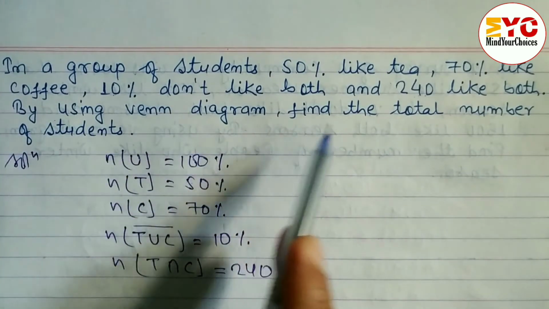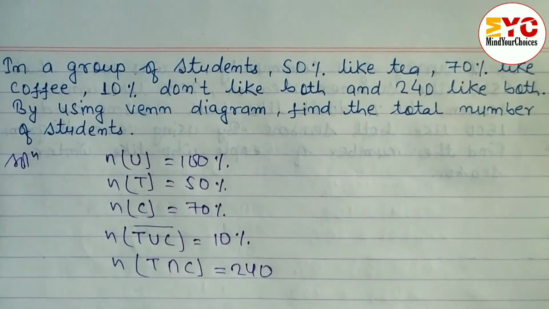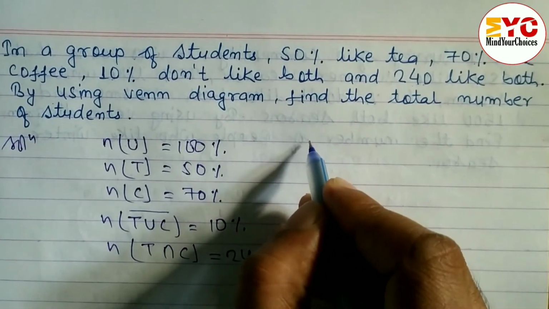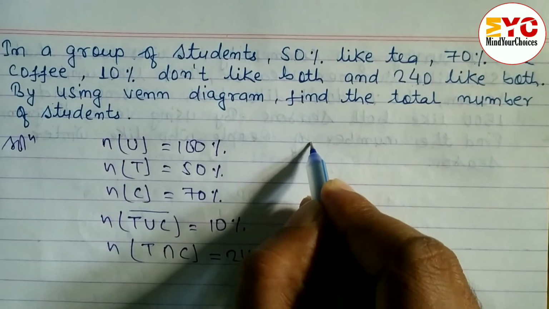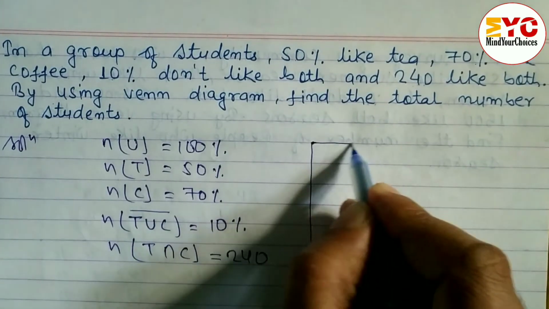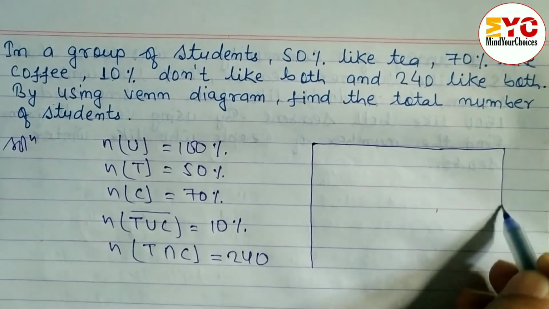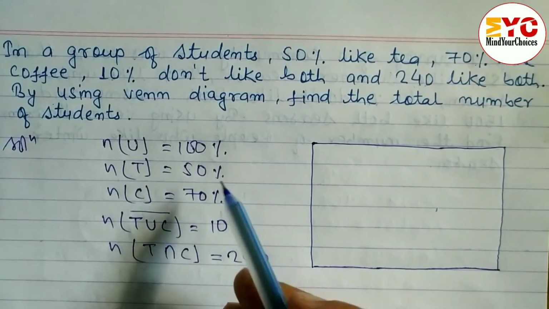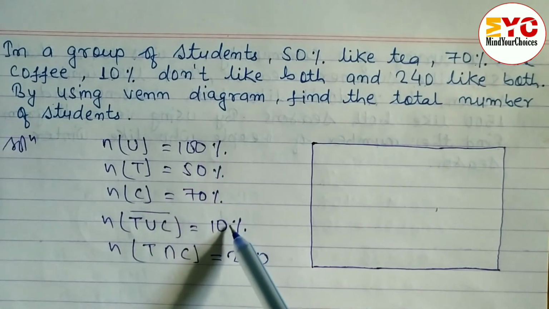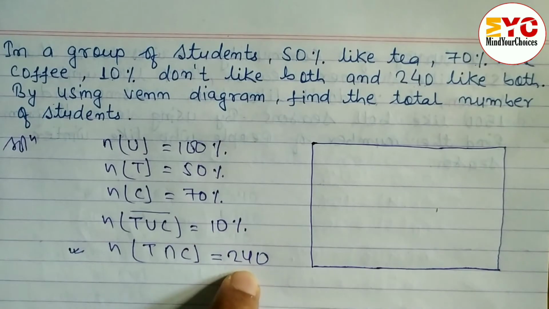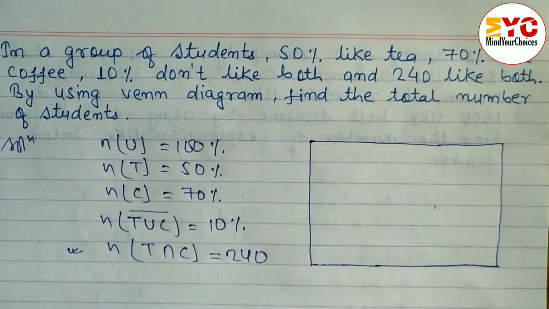By using a Venn diagram, find the total number of students. Here we have to use a Venn diagram and find the total number of people or students. So let's draw the Venn diagram first of all. And one thing you have to keep in mind: every value here is given in percentage except one. This one is given as a number, so we have to find this in percentage.